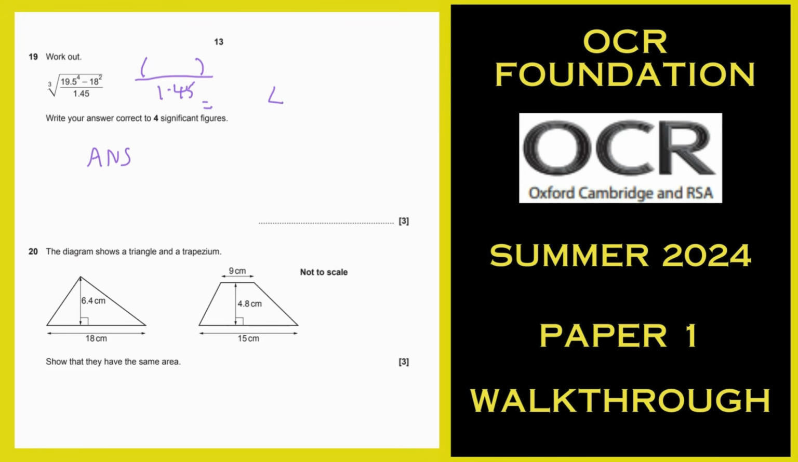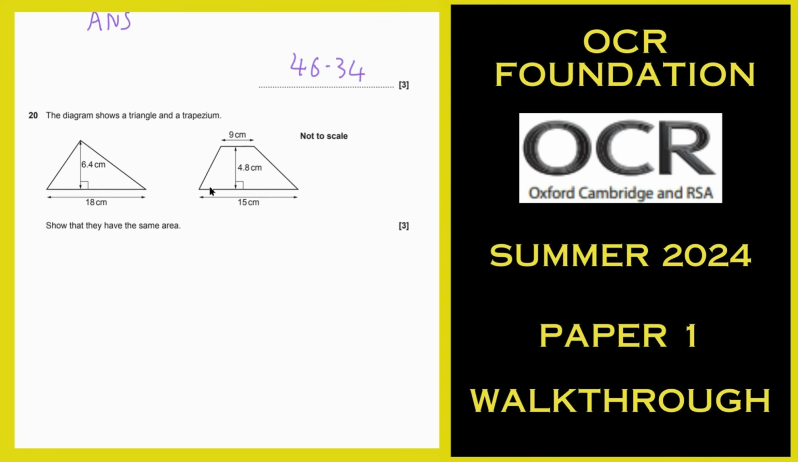Full display is 46.33744236, and it obviously goes on. It wants 4 significant figures. There's the 4 most important numbers. The digit after is a 7, means we round up to 46.34. Number 20. Show they have the same area.